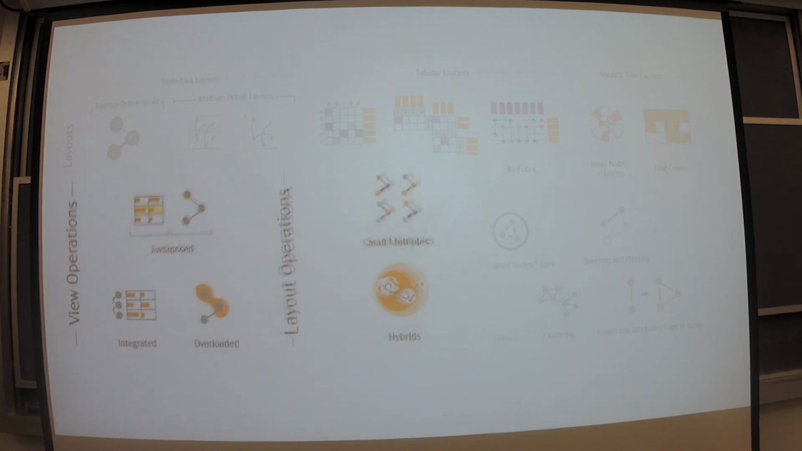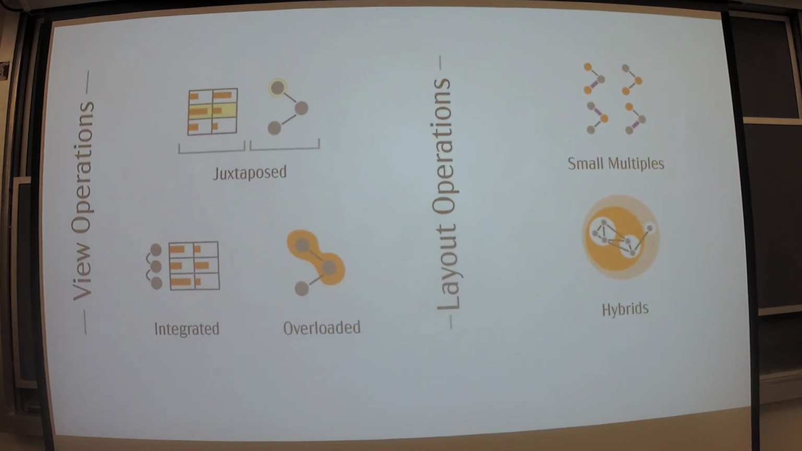I want to take a moment to distinguish between these two because the names aren't inherently intuitive. We use view operations for anything where there is a separate view for the topology and for the attributes. And there are different degrees to which they're put together. Juxtaposed, they're just put next to each other. Integrated, they're more a one-to-one mapping. And overloaded, they're on top of each other, but they're still separate views.